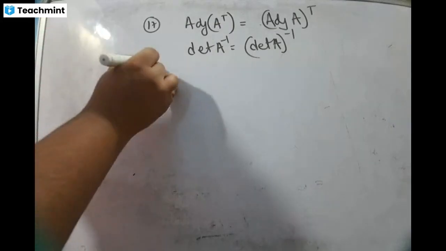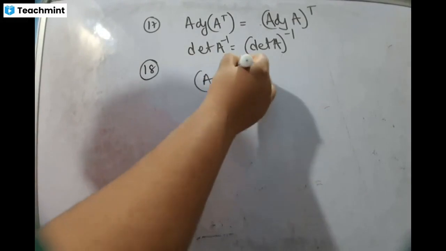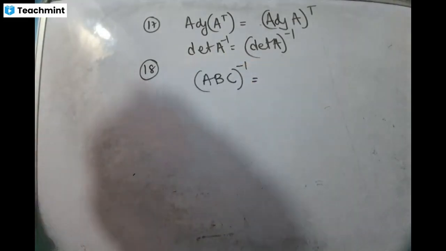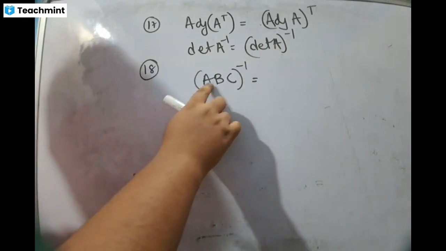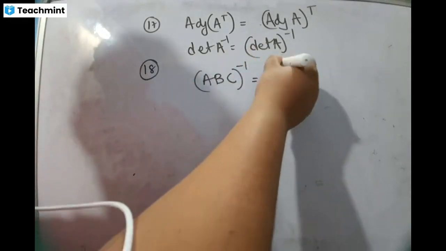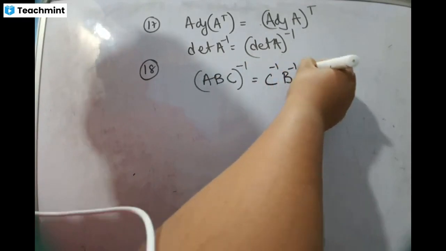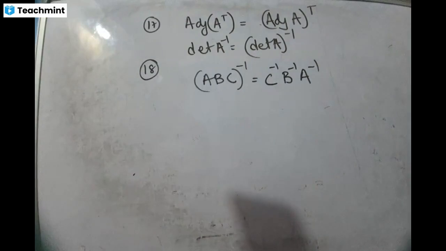Question number 18 is also theoretical. So they are asking us what is (ABC) to the power inverse. I've already told you the inverse will go inside provided the extreme matrices change their places. So the extreme matrices are what? A and C. So the position of these two changes. So it becomes C inverse, B inverse, A inverse. So the right option that I see out here is option number C.